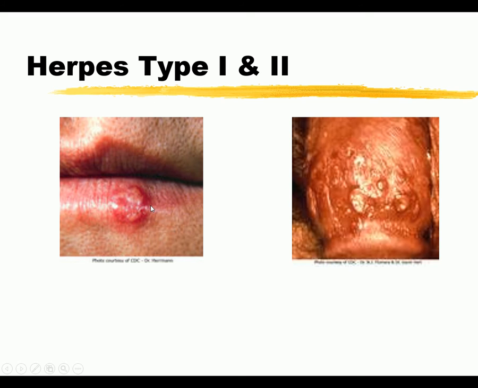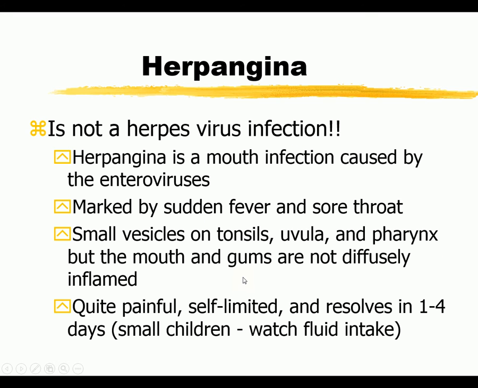Type 1 and type 2, here's your typical fever blister you would see, and here's the typical type 2 that you would see on the genitalia. Okay, herpangina. This is not a herpes virus infection, even though it sounds like it.